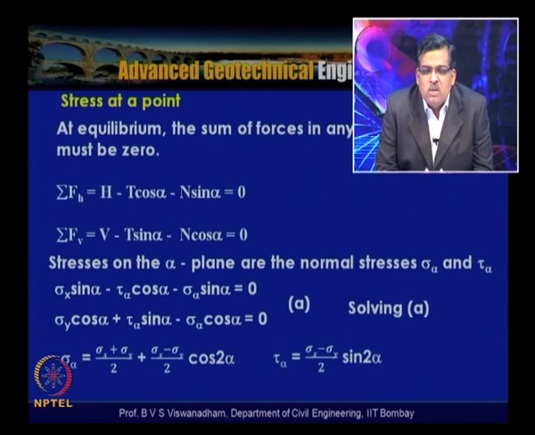This is regarded as A. By solving A, we get sigma alpha is equal to (sigma x plus sigma y)/2 plus (sigma x minus sigma y)/2 cos 2 alpha, and tau alpha is equal to (sigma x minus sigma y)/2 sin 2 alpha. So we have got sigma alpha and tau alpha, the stresses, by knowing the applied stresses the element is experiencing, on a plane which is inclined at alpha.